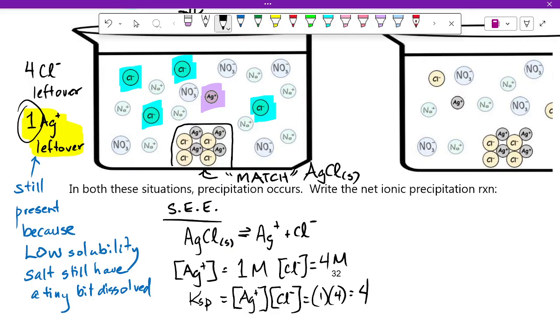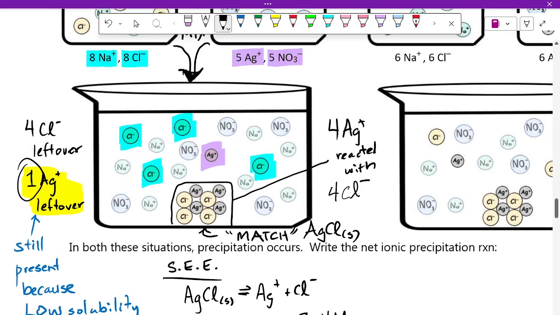Now, what happened was 4 Ag+ reacted with 4 Cl-. Yes? That was a 1-to-1 ratio. Yeah? That was a 1-to-1 reaction. Is the leftover 1-to-1? No. So we have a 1-to-1 reaction, but the leftover is not 1-to-1.